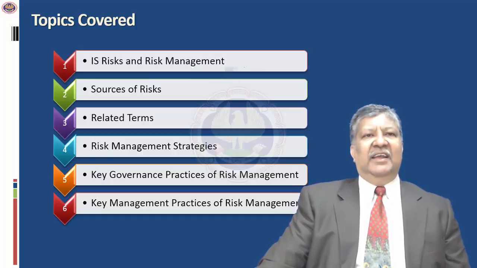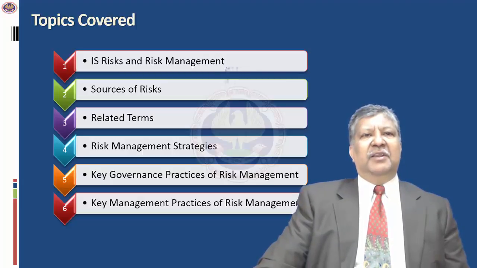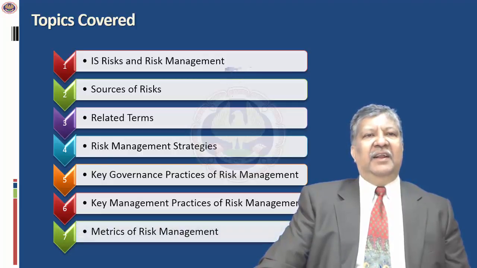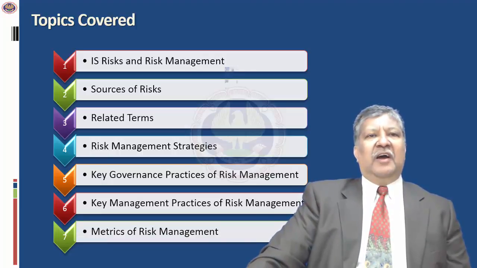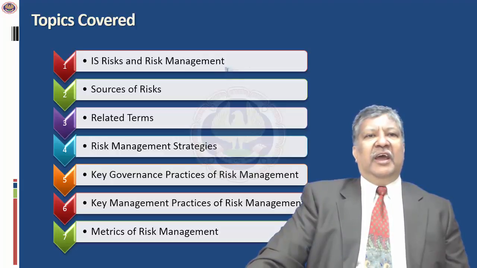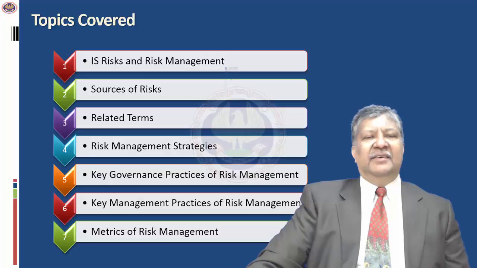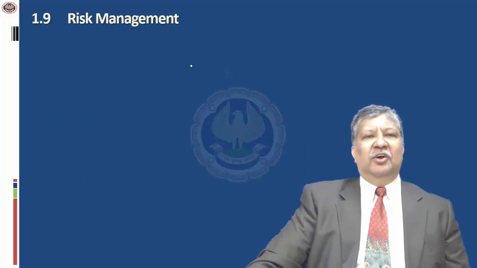IT, considering its criticality, has not only to manage, but it has to be governed. So we'll look at what are the best practices for risk management from the governance perspective and from the management perspective. And for implementing and accomplishing anything, you need to have metrics. An enterprise has to perform risk management on a dynamic basis because the environment is dynamic, it keeps on changing. So you need to have metrics to know how well the risks are being measured and managed. So we'll also look at some of the sample metrics of risk management.